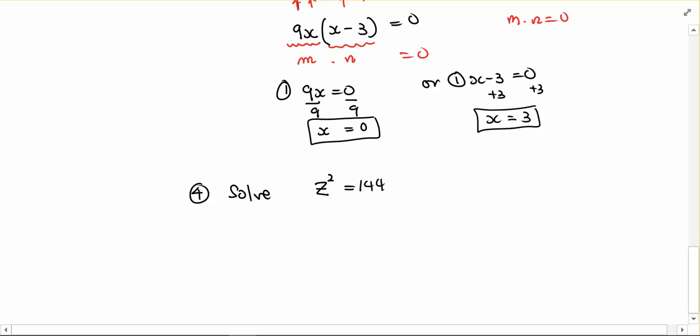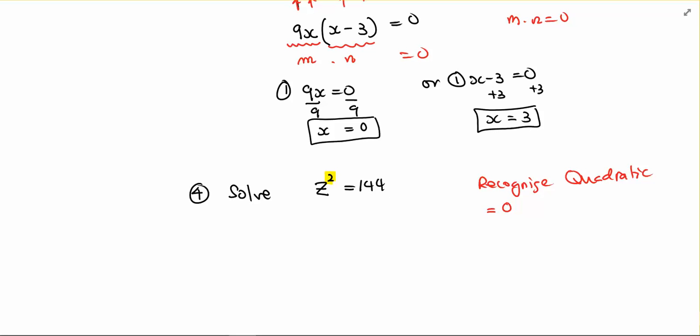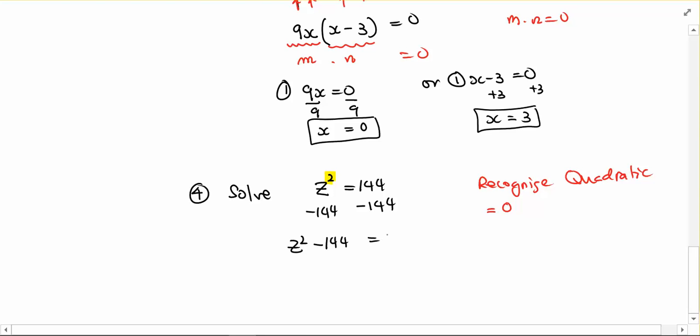So again, you recognize a quadratic, right? Recognize quadratic, and you want to set it equal to 0. So I'm going to subtract 144, and I get z squared minus 144 equal to 0.